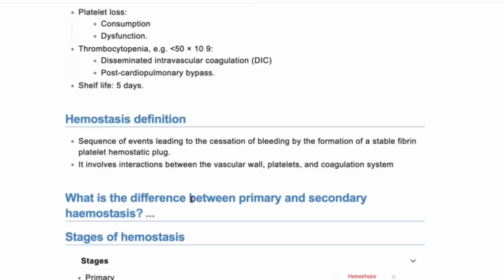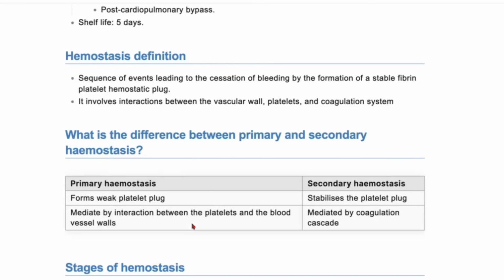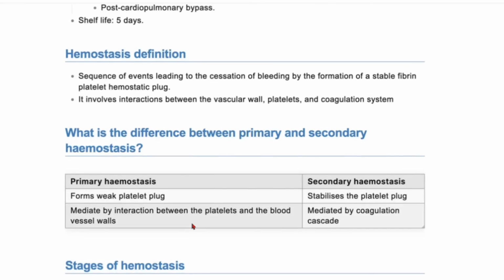Primary and secondary, and you're a bit confused about this. So primary hemostasis is the formation of the platelet block, but it's very weak, and it's mainly due to interaction between the platelets and the endothelial injury. You mentioned initially, when I was asking you about the stages, tissue injury. It's not necessarily a tissue injury, it's an endothelial injury. So the primary is the platelet block formation.